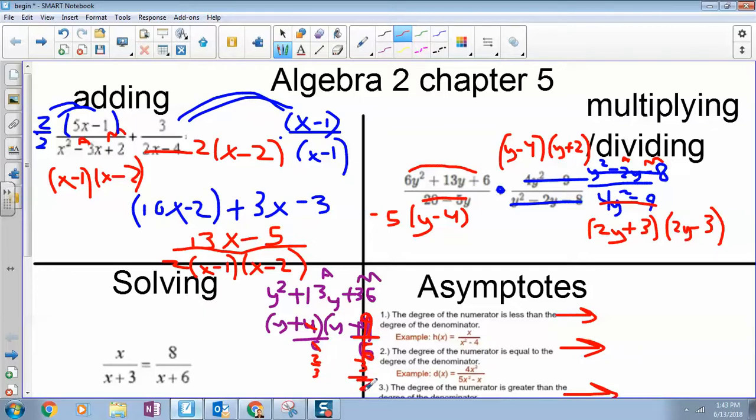And then you're just going to slide the bottom number in front. So this one is going to be 3y plus 2, and the other one is going to be 2y plus 3.